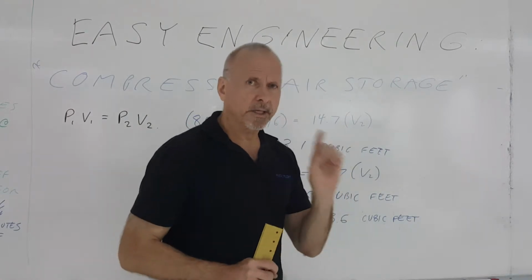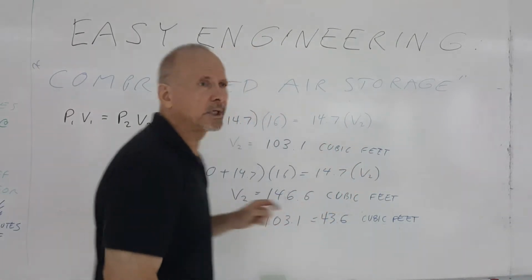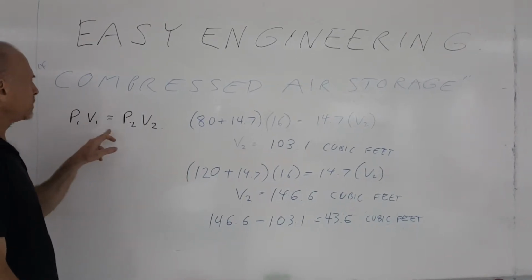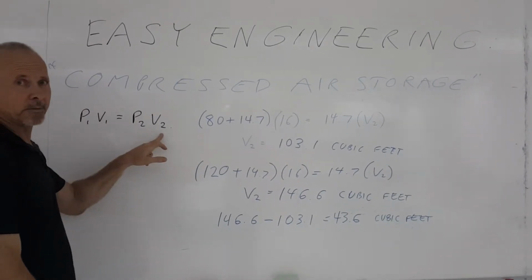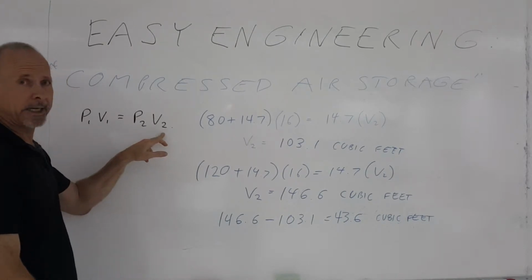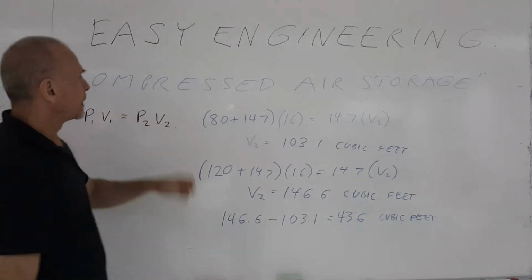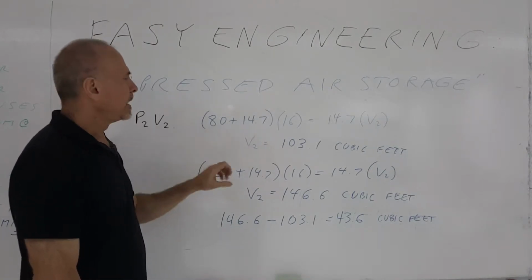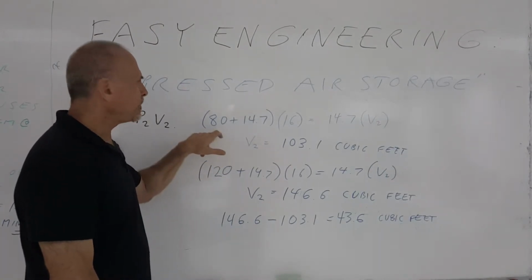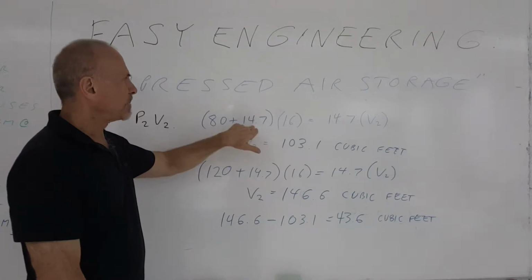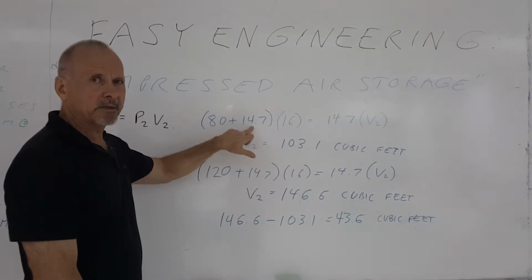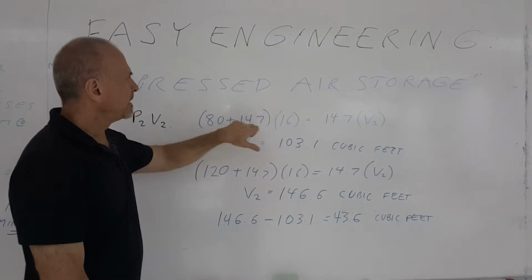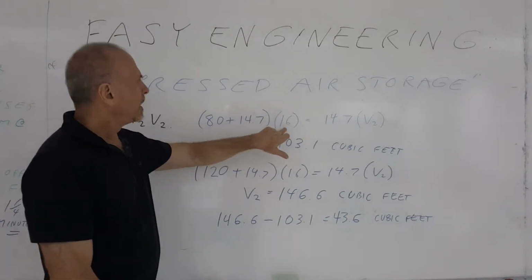You can use a calculation using a very simple engineering formula. Pressure 1 times volume 1 equals pressure 2, volume 2. That's a very standard engineering formula. So let's say you have 80 pounds pressure in that tank. The absolute pressure is the 80 pounds that's in the tank plus your atmospheric pressure of 14.7. That gives you absolute pressure. So 80 plus 14.7 times the volume of the tank.